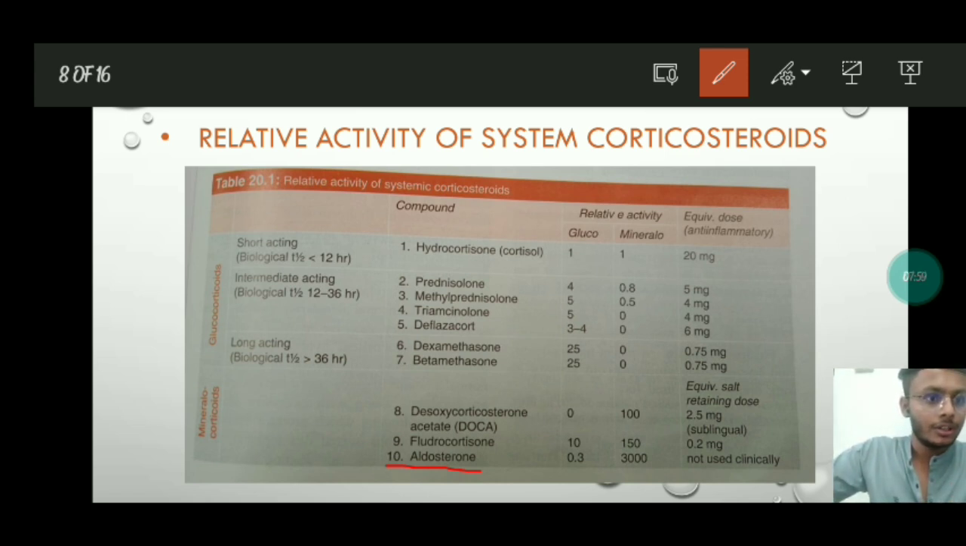And here we also give the dose required for the action. So from this, a commonly asked question is which is the most potent drug. So from this data, we have betamethasone and dexamethasone, which are the most potent drugs among these.